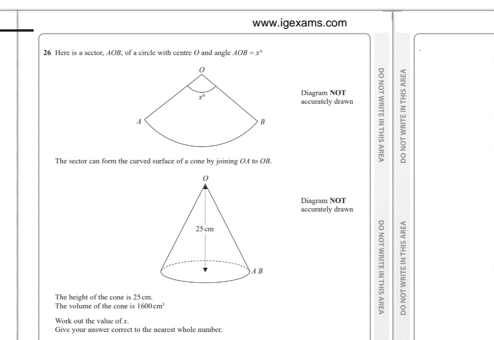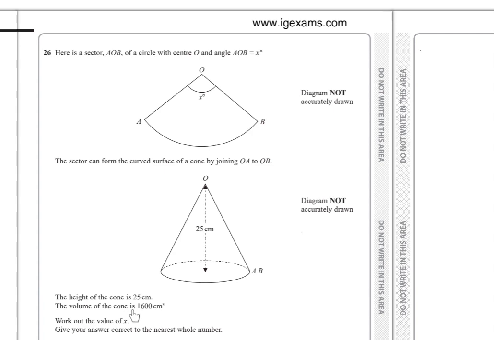First, if we have a sector and we make a cone from this sector by joining OA and OB, remember that the slant height of the cone is the radius of the sector. So the radius of the sector equals the slant height of the cone. And the length of the arc equals the circumference of the base. So the length of the arc equals the circumference of this circle.